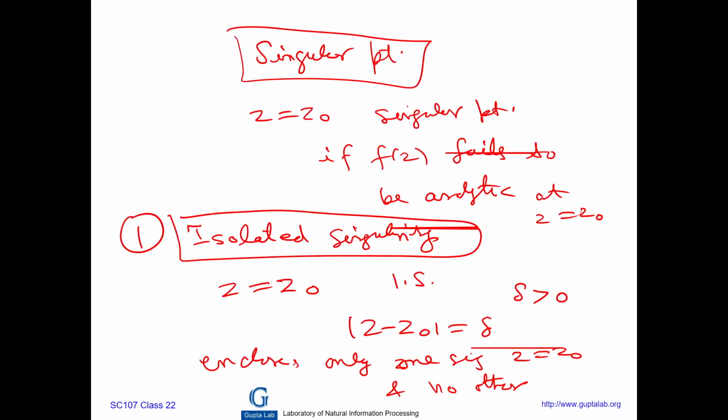So एक सिंगुलरिटी आइसोलेटेड सिंगुलरिटी है. If you draw a circle of radius delta, delta is a positive number, small positive number, उस सर्किल के अंदर z नॉट के अलावा कोई और सिंगुलर पॉइंट नहीं है, तो it is isolated singularity, अकेली है, right? Fine, very simple definition. Good.